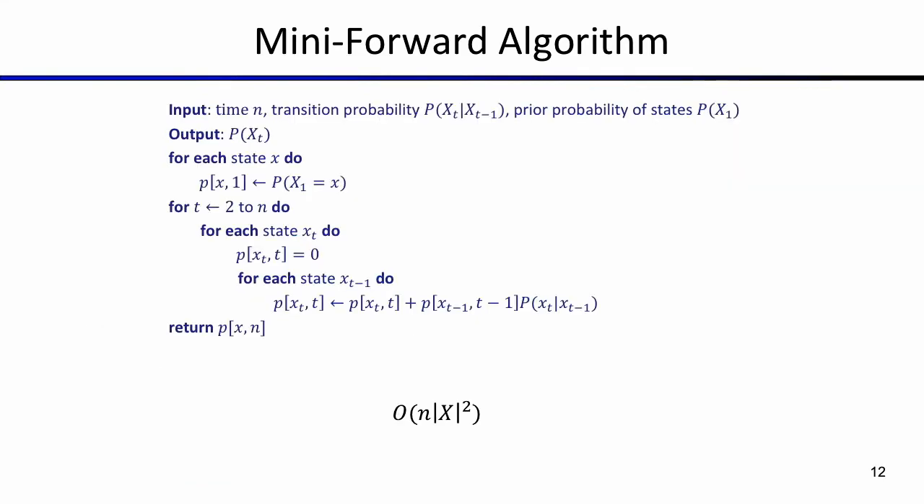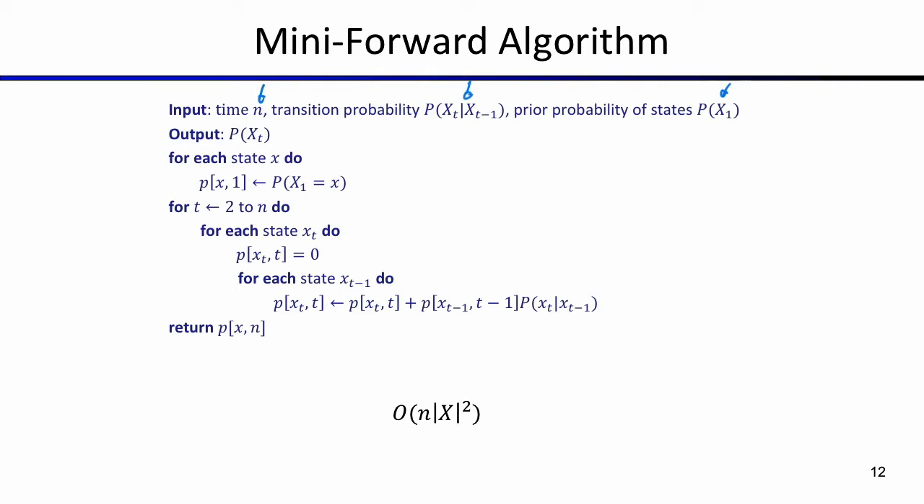So we can better formalize what we discussed in the previous slide into an algorithm, and we call this the main forward algorithm. So we're going to specify as input the time n, so we're going to simulate the chain for n time steps, the transition probabilities, and the initial probability distribution, the prior for x1.